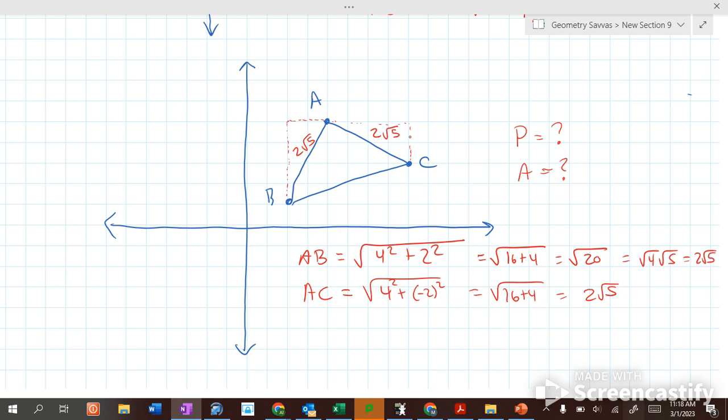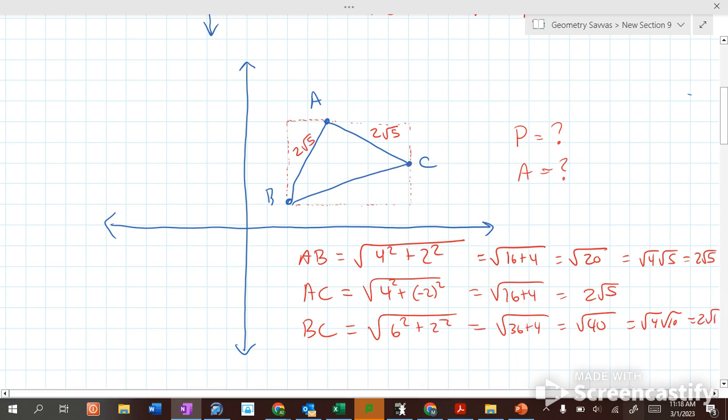Let's look at this one, BC. We go over 1, 2, 3, 4, 5, 6, and up 2. So BC is 6 squared plus 2 squared, or the square root of 36 plus 4, which is the square root of 40, which is the square root of 4, square root of 10, or 2 square root of 10.